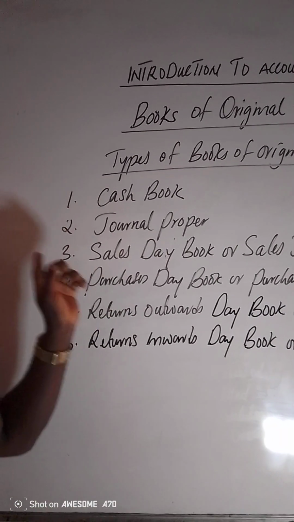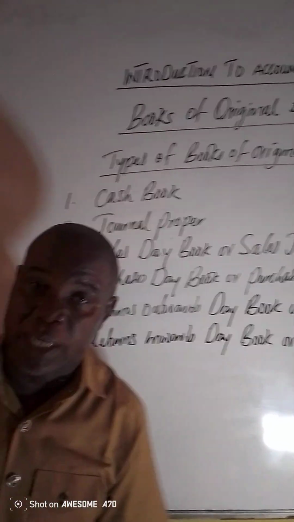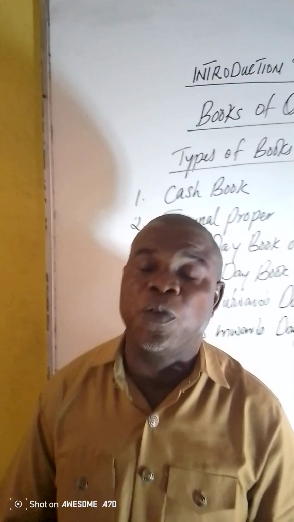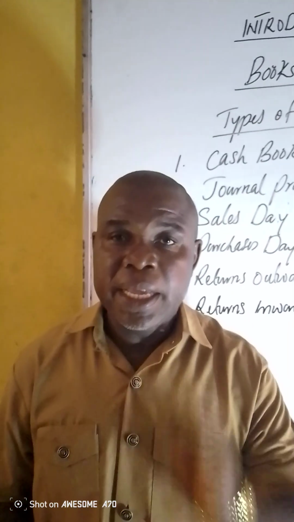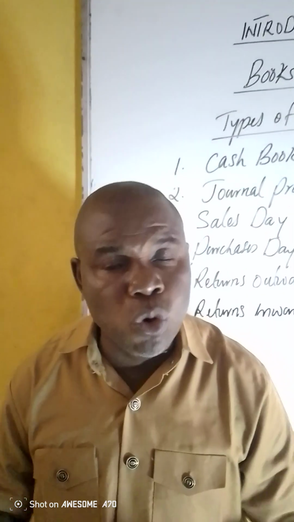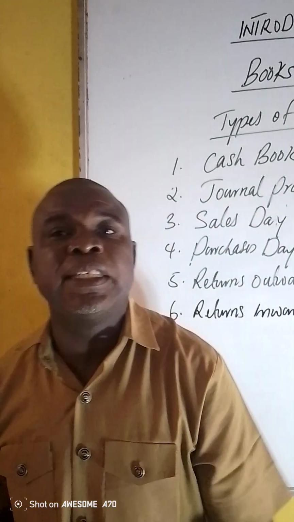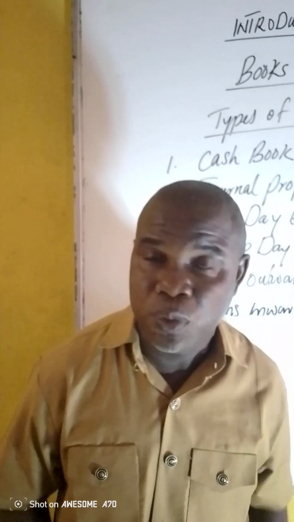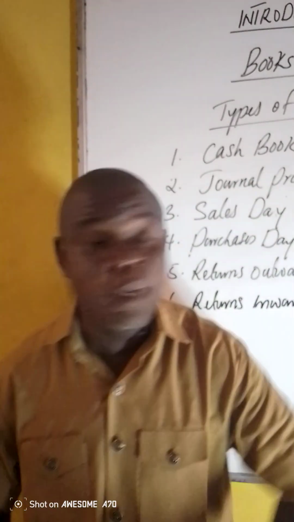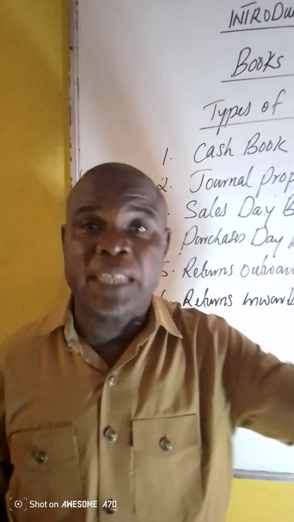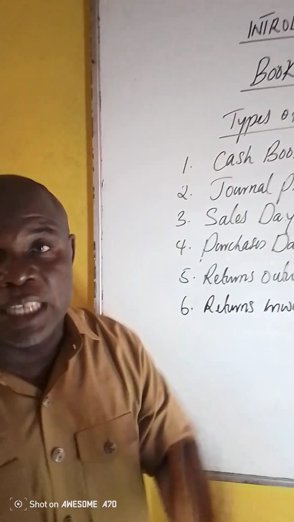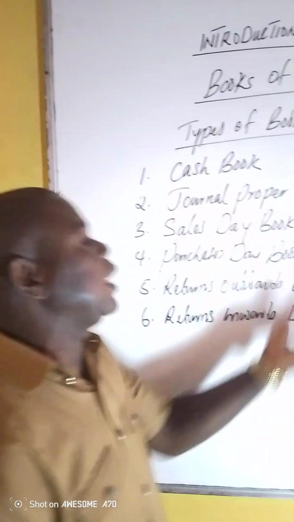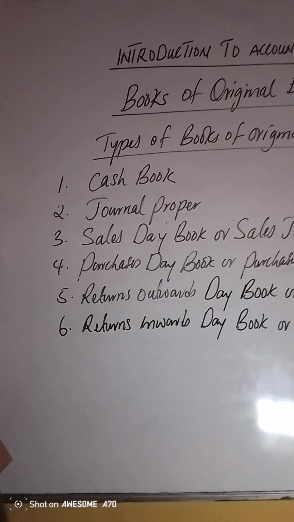The next is the sales day book or sales journal. The sales day book is a book of original entry where all credit sales are recorded. The emphasis here is that goods that are sold on credit are recorded in the sales day book, not assets purchased on credit. The emphasis is goods that are sold on credit by the business. You can get more of it when I treat each of them separately.